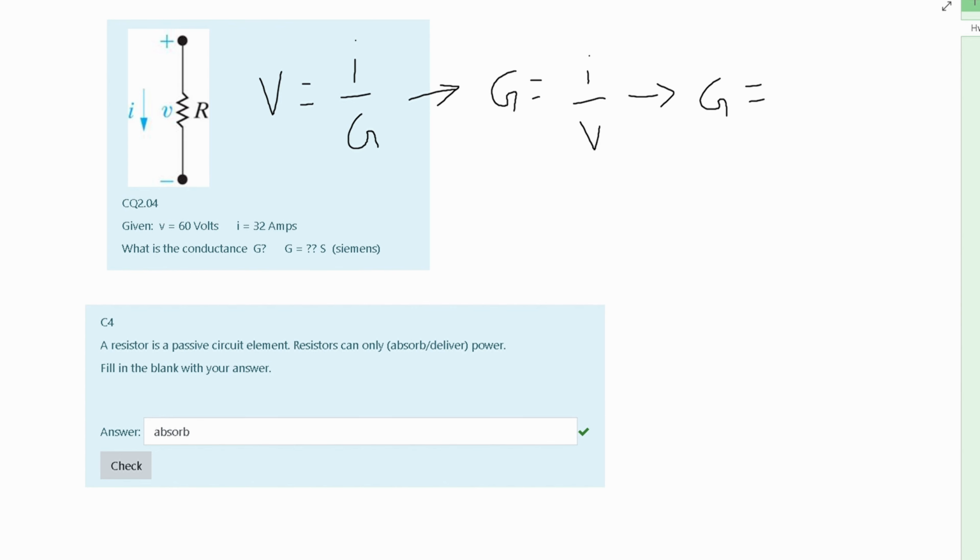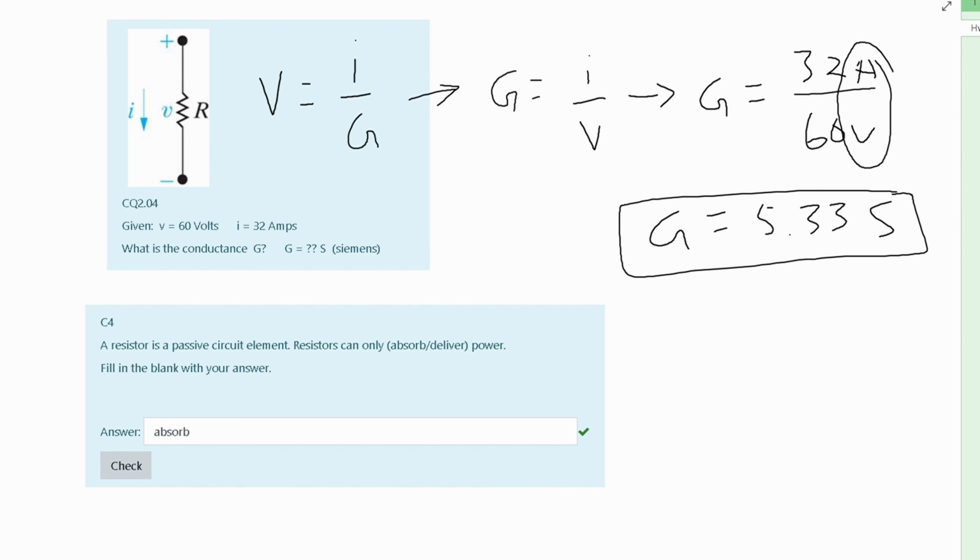So we have G is equal to I, which is 32 amps. Then we have our voltage, which is equal to 60 volts. Both of these are given, and if we plug this into a calculator, we can see that G is equal to 5.33, and this just continues. The units for this are just A divided by V, which results in siemens, so we'll have an S here as units, and this is our answer.